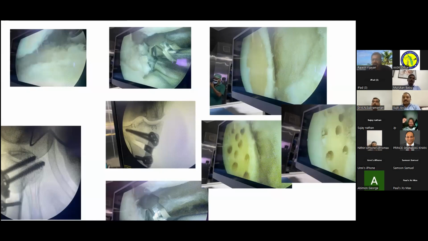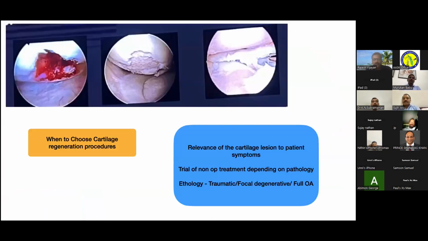So this science is still evolving. Still, we have not come to a conclusion yet. And when to choose cartilage regeneration depends on the symptoms being very relevant to the cartilage lesion. If somebody comes with a very focal pain in the medial femoral condyle, then I would take those patients. Somebody who has got a sports injury, a young person who has got a traumatic injury, they are the right candidates. Not the ones with degenerative changes. Somebody with degenerative cartilage changes is not a very right candidate for ACI and all.